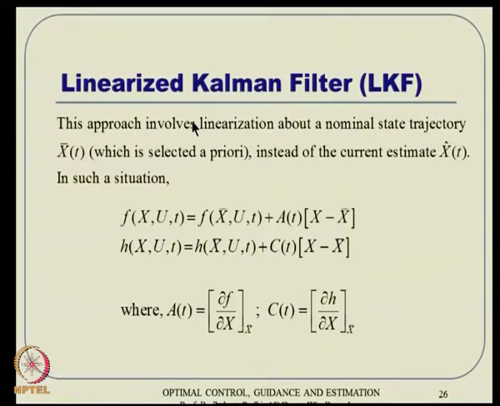And there is a parallel development which is also called the linearized Kalman filter. People thought about it initially; it is a kind of competitor for EKF. Let us see what the idea is. This approach involves linearization about a nominal state trajectory which is selected a priori instead of the current estimate. What happens in estimating about the current estimate is that the transients become quite bad.